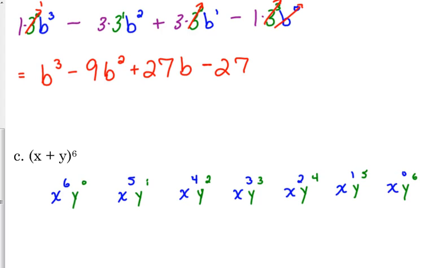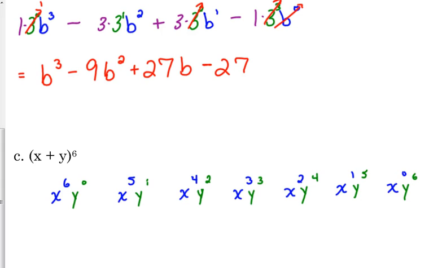Something that I have not pointed out up to this point, but is important to note, if you look at this, when you pair them up, their exponents are always going to add to be the degree of whatever you're raising the binomial to. So 6 plus 0 is 6, 5 plus 1 is 6, 4 plus 2 is 6, 3 plus 3 is 6, and so forth. Your exponents should always add up to that power.